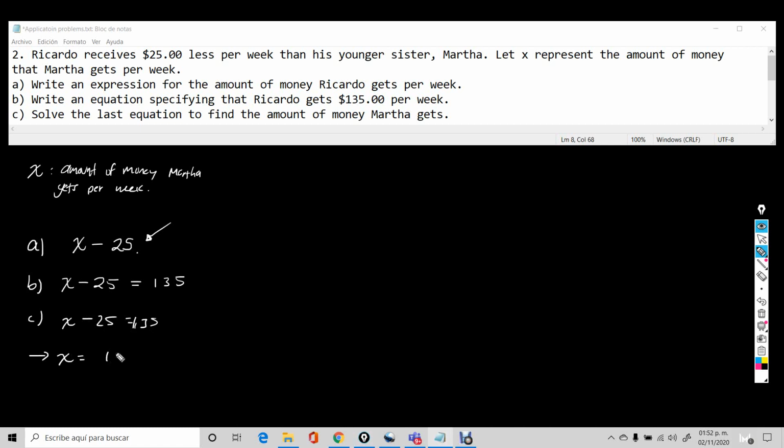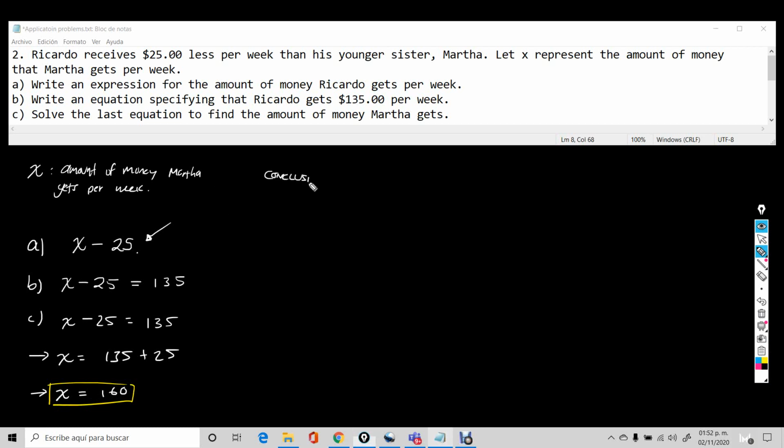x equals 135 plus 25. Let me write this clearly. There you go. And so x will be equal to 160. Okay, so I have solved the equation. X equals 160. And once I finish with the math, I'm done with the math. Now I come back to the interpretation or the conclusion.